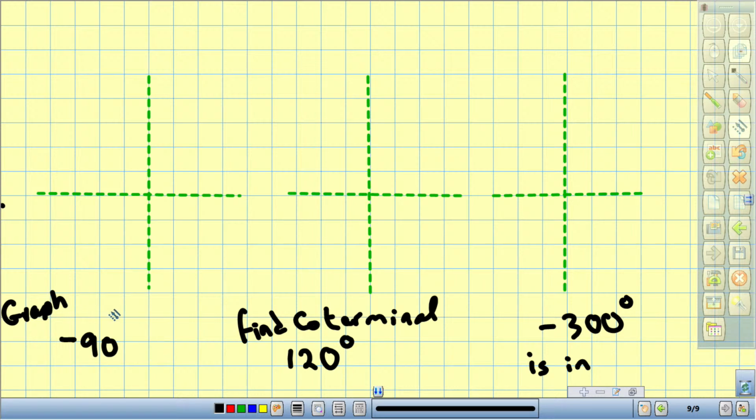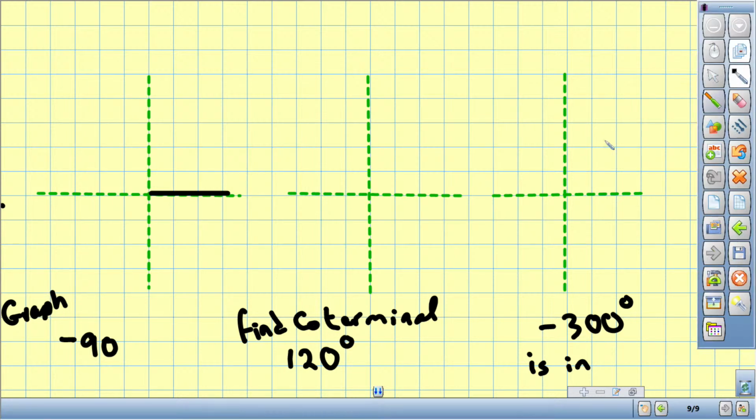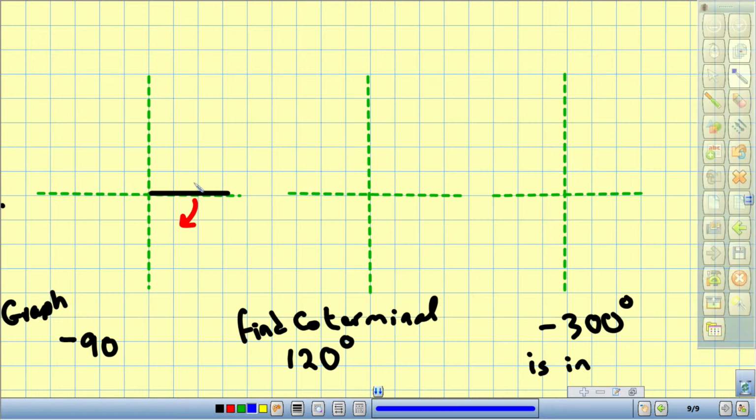Does the word terminal ring a bell? You always start with the initial terminal. Okay, initial terminal. Basically, you live on top of the x-axis. And then somebody can tell me, do I move clockwise or counterclockwise at the top? Which one do you think I'm going to move? This one or this one? I'm going to move clockwise. How far should I go?